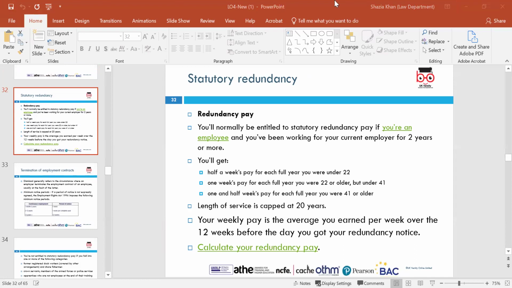So you'll normally be entitled to statutory redundancy if you're an employee and you've been working for the current employer for 2 years or more. So you would be entitled to get that statutory redundancy.